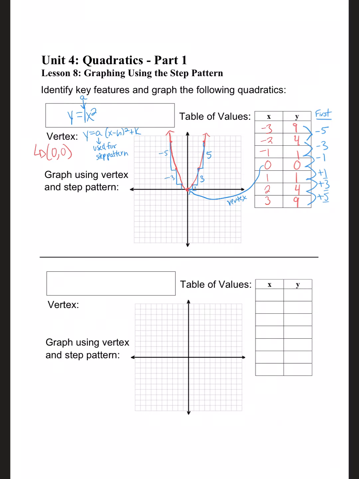And then finally I go down 1 and over 1 to get to my vertex. So on one side of my vertex, it's working its way down, right? Because it's working in one direction, and then that vertex is the turning point where the parabola starts going the other direction. So this is what we're going to be working with today. This is what we call our step pattern.